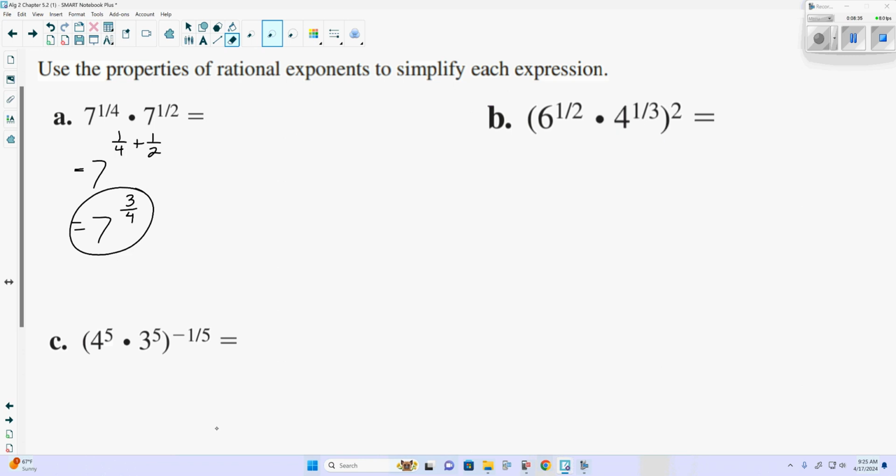6 to the 1/2 times 4 to the 1/3, to the 2nd power. Well, our 6 and 4 are as simplified as they get. I mean, we can't multiply them together like we did with A, but we do have them both to the power of 2, yes? Powers of powers, multiply. So what we're going to say is that I have 6 to the 1/2 times 2 times 4 to the 1/3 times 2.